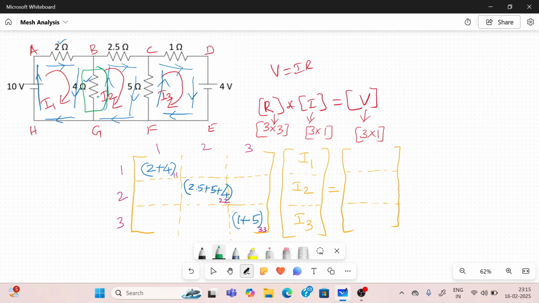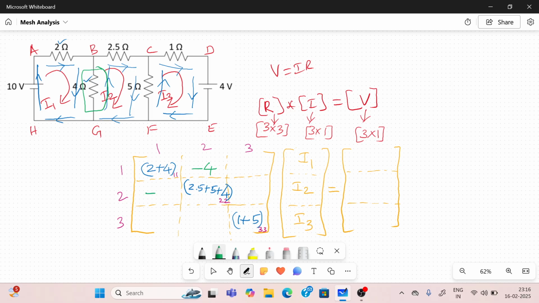If the currents are opposite, for example, the I1 current flows through the 4 ohm from B to G, but the I2 current flows from G to B, both are opposite. If that is the case, it is the negative of the resistance. If both currents are in the same direction, plus that resistance; if both are opposite, then minus that resistance. So here I1 and I2 are in opposite directions, so minus the common resistor, which is 4, minus 4.